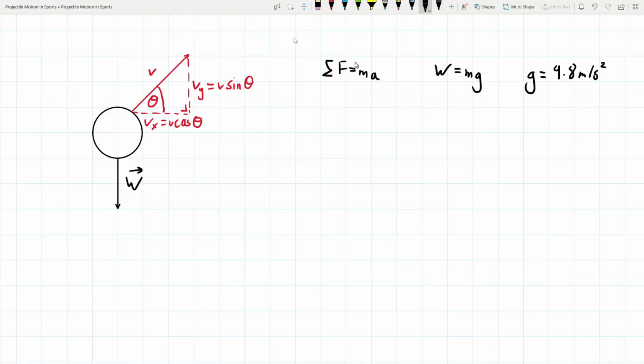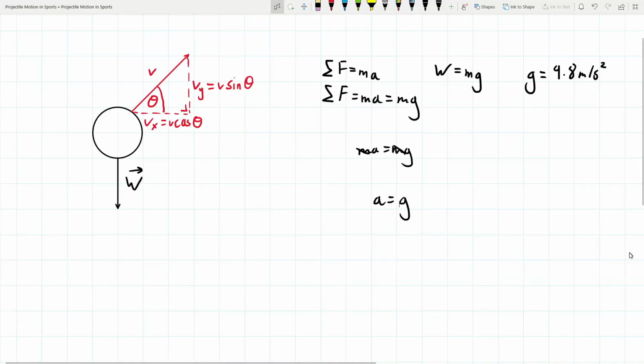That means the sum of forces for this particular instance, the sum of the forces equals ma, and the only force is mg. So that means that ma equals mg, and that means that we can cancel out the m's, which means that the acceleration of the object is just g, the gravity, and that's pointing downwards. So we had no acceleration going horizontally, but this time we do.